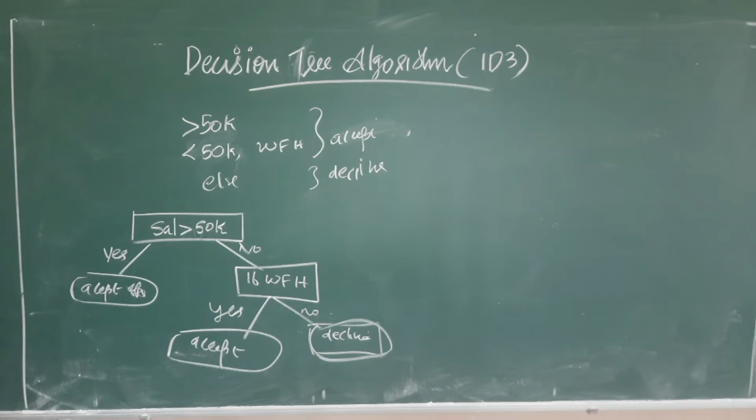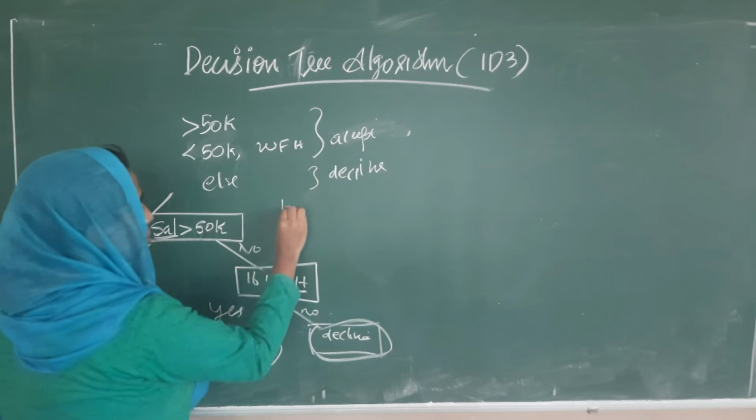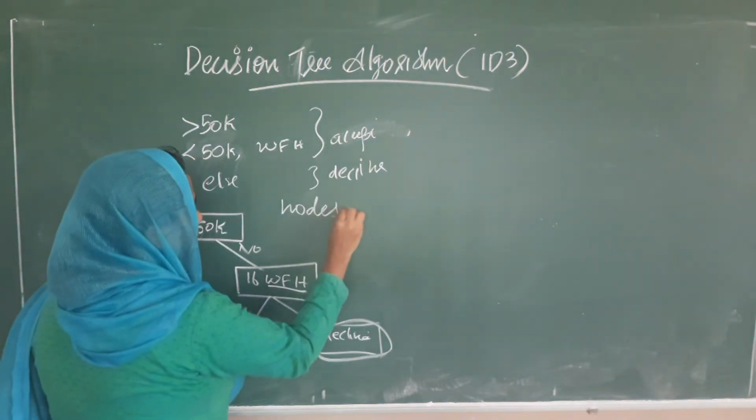See, this is a hypothetical example. In real life, there could be real-life examples for making classification decisions. There could be lots of features and lots of decisions to take. So, this is just for the sake of an example. So, here salary greater than 50k, work from home, salary, all these are features. So, the nodes represent features.